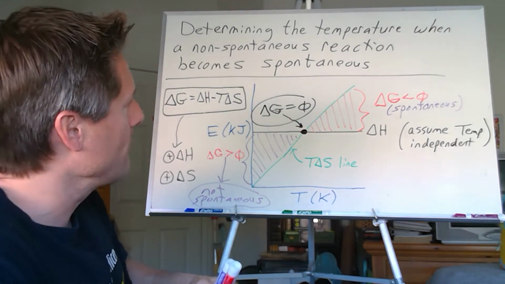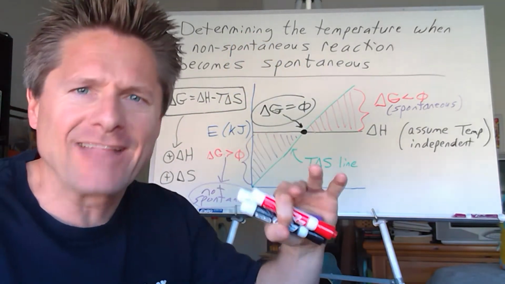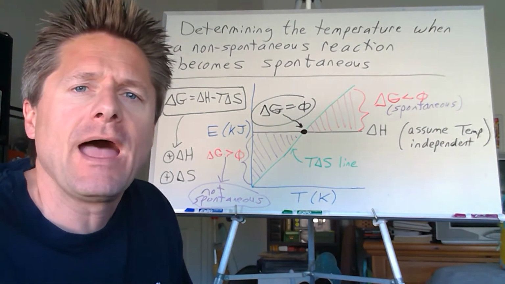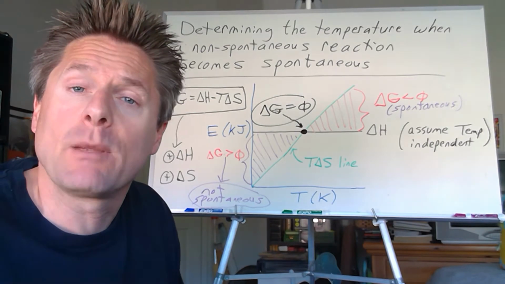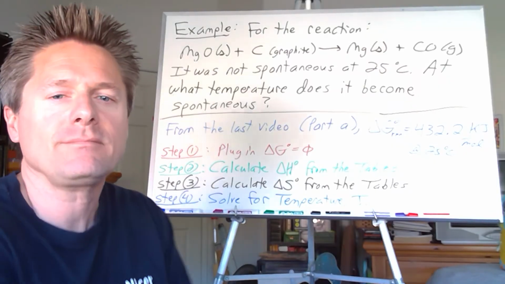So let me erase this board. We'll write that problem up from the last video. I'll just write the answer down that we had at 25 degrees Celsius, and then we'll calculate what temperature it would become spontaneous. Be right back.